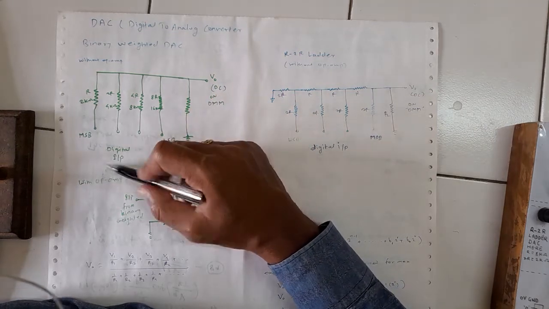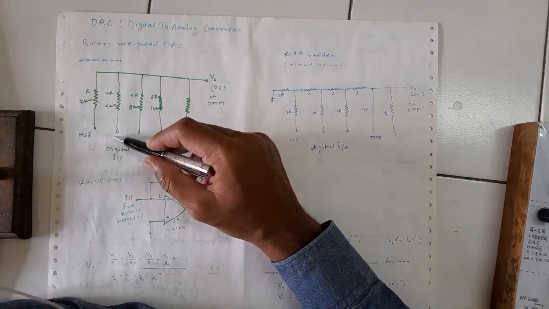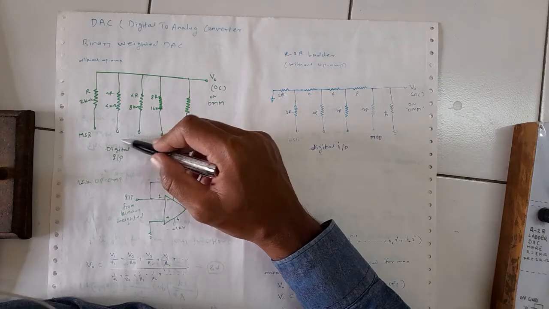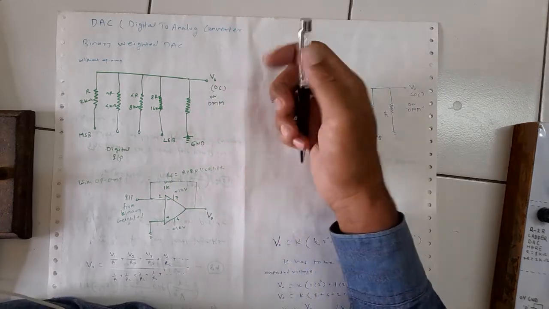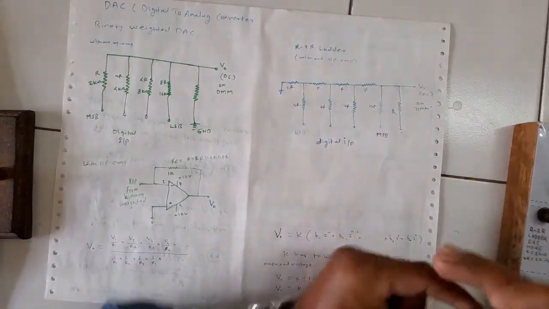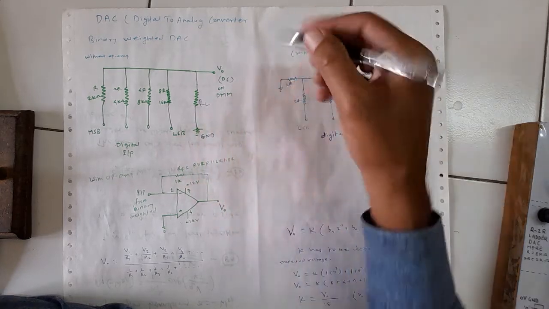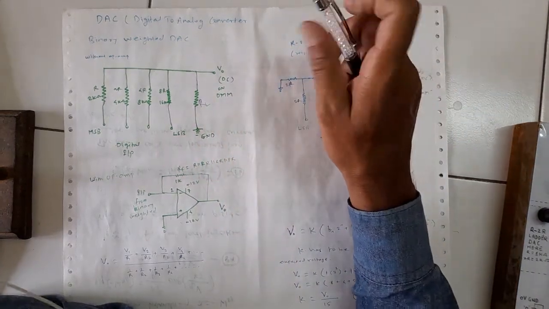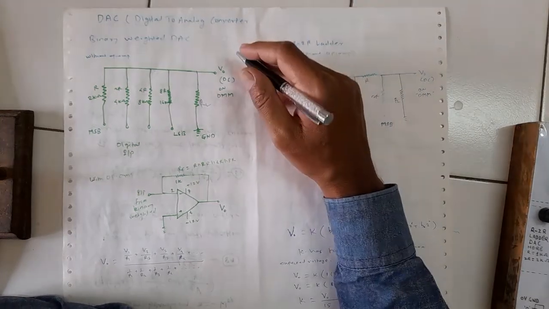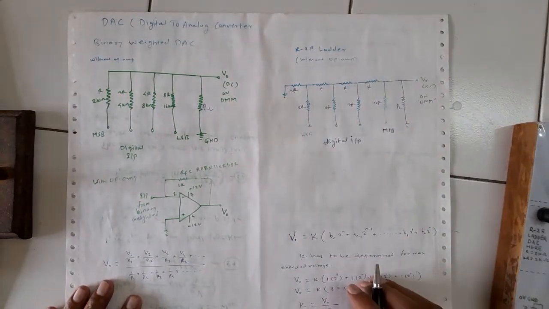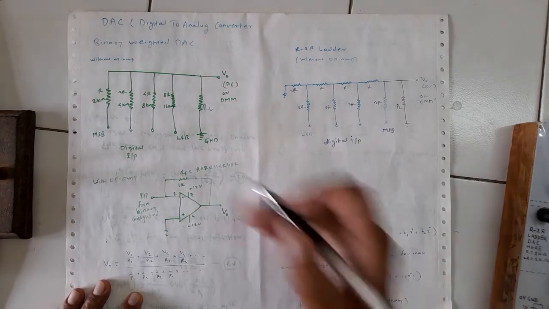So the digital input should be provided through one of these resistances to the network, and obviously the output will be measured across RL. This is the RL load resistance, and the output is measured on a digital multimeter, or else we can use another voltmeter as well.